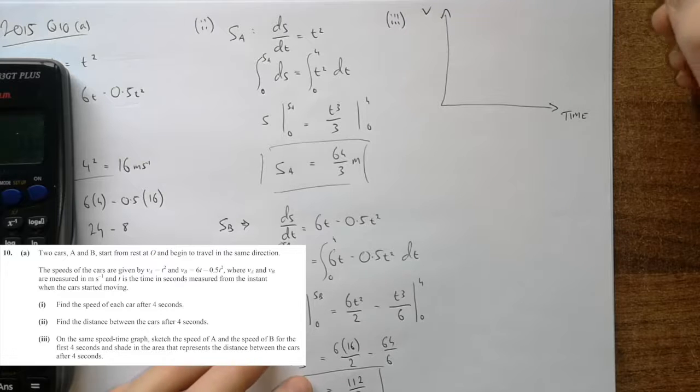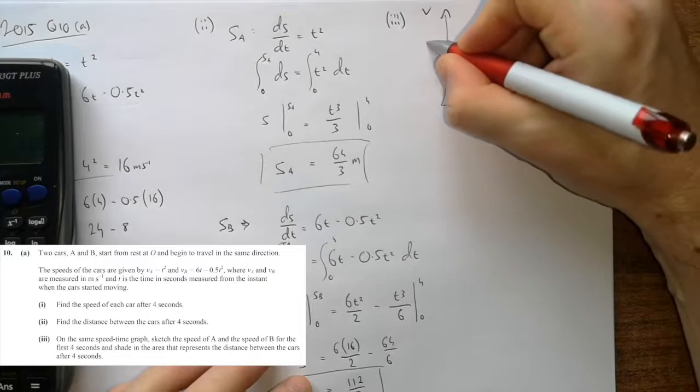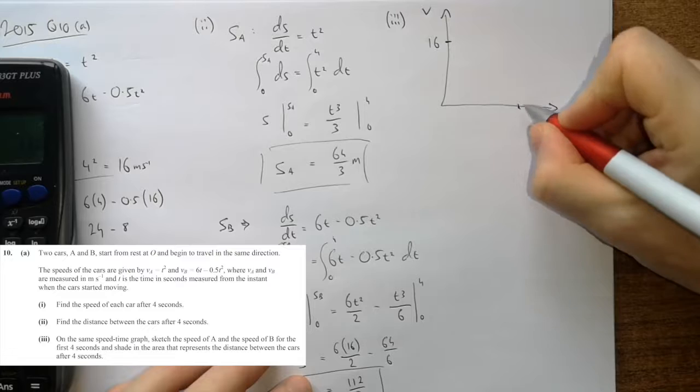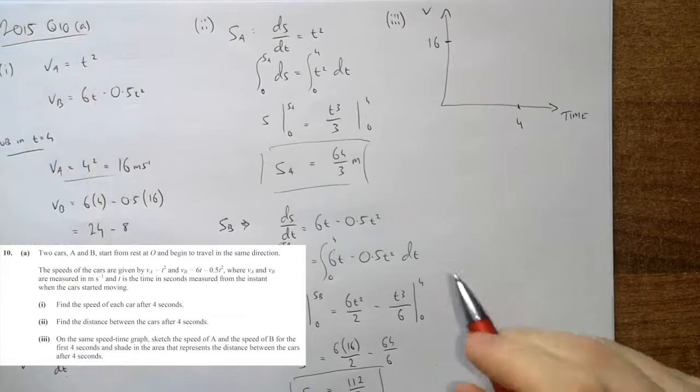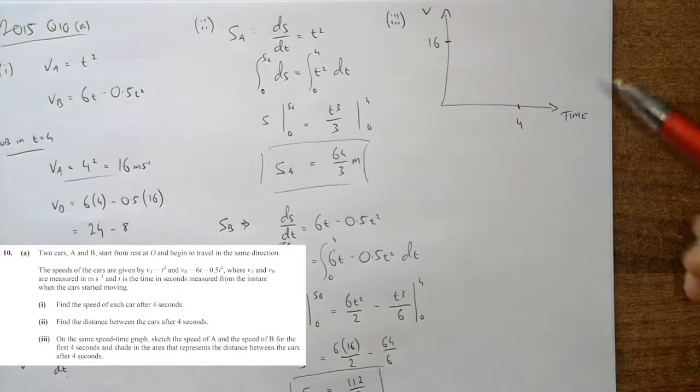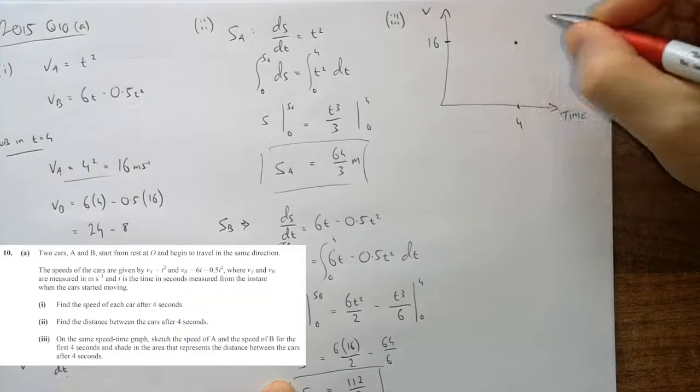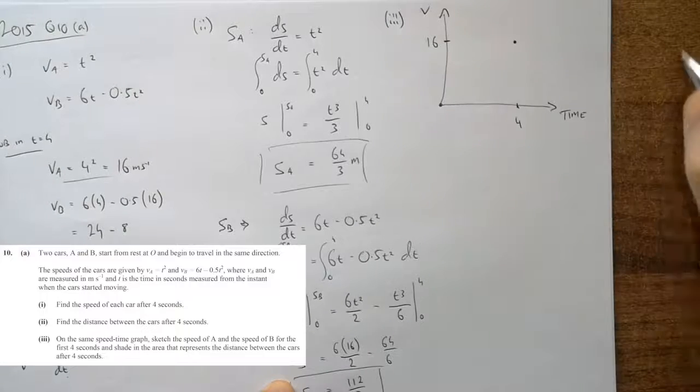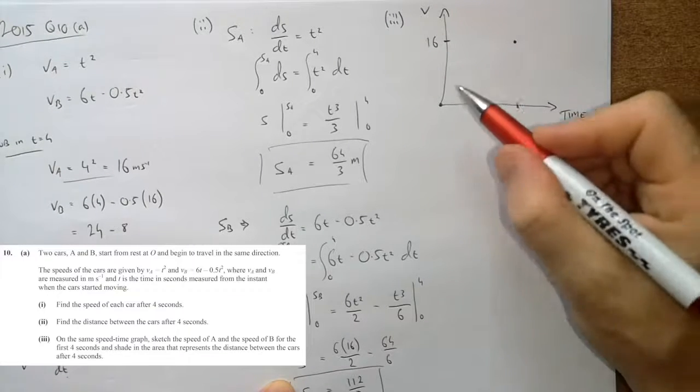So what are they going to look like? Well, we know a certain point of them. We know when t is 4, v is 16. So we go back to the very beginning of our question. They're both going 16 meters per second. So they're both going to end up here, and they're both going to start here. So the question is, how do they get there?